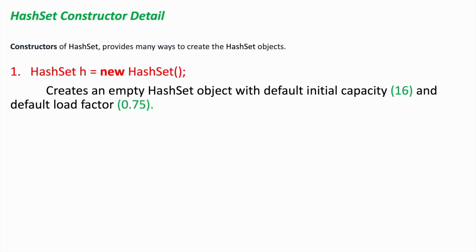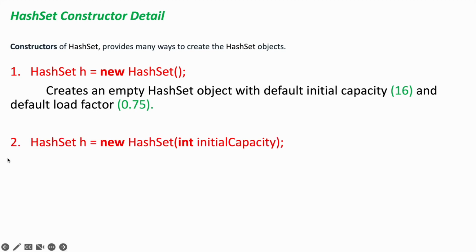In the same way, in HashSet also the new object will be created based on this load factor. So by using this constructor, we can create an empty HashSet with the default capacity of 16 and the default load factor of 0.75. That is, once the HashSet reaches its 75% capacity, then the new object will be created. So this load factor decides when the new HashSet object needs to be created.